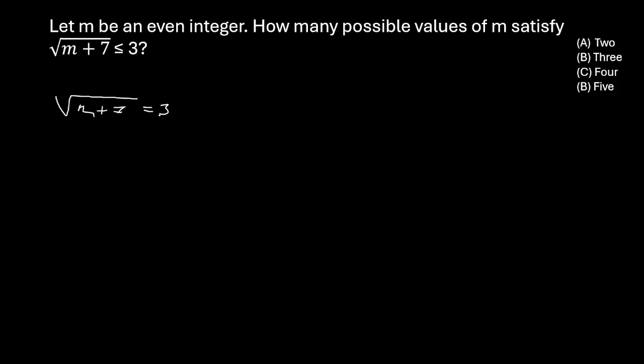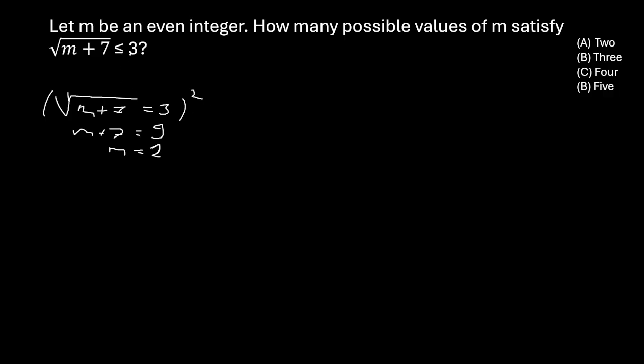When can it happen? Well, we raise this whole thing to the second power. So this and that cancel. M plus 7 would be equal to 3 to the second power, this is 9. We solve for m. Subtract 7. M is 2. Okay, so we know if m is 2, then the square root of m plus 7 would be equal to 3.